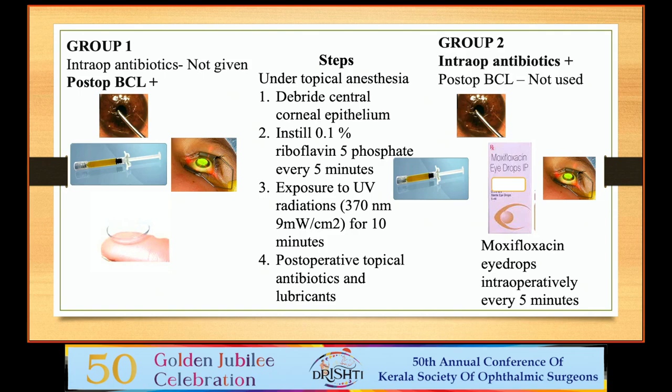In the group 2 patients, under topical anesthesia, initially a central 7 to 9 millimeter of the corneal epithelium was debrided and 0.1% riboflavin was instilled every 5 minutes. And along with that, moxifloxacin eye drops was used intraoperatively every 5 minutes and UV radiation was given for the same duration and at the same intensity while continuing instillation of the topical riboflavin and moxifloxacin eye drops. And postoperatively BCL was not used and the same topical antibiotics and lubricants as group 1 were given.